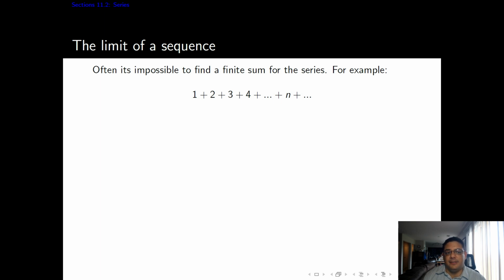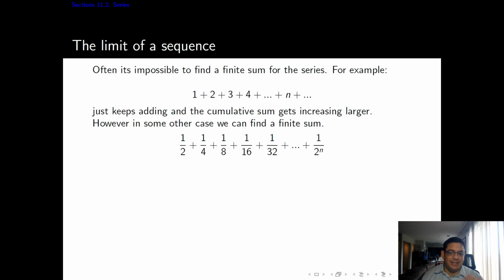Now, it's going to be impossible to find a finite sum in general for a series. If we have something like 1 plus 2 plus 3 plus 4 up to n, it's just going to keep adding and adding, and the sum is going to get increasingly larger. So this sum is probably going to go to infinity. However, that's not always the case. In some cases, you can actually find a finite sum.